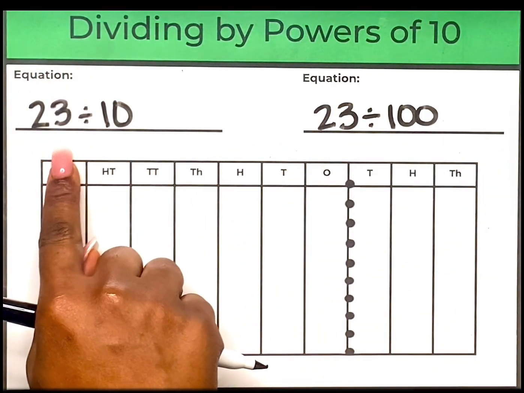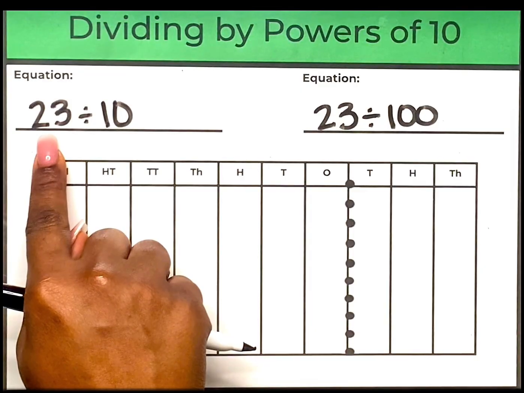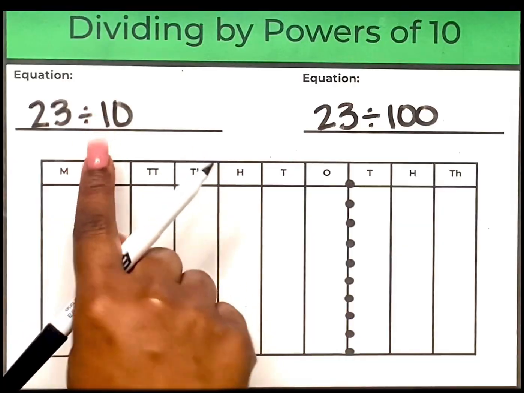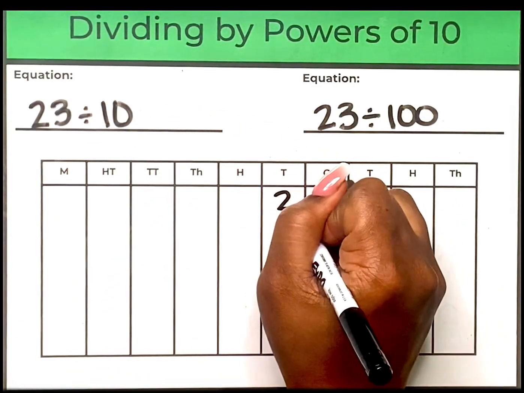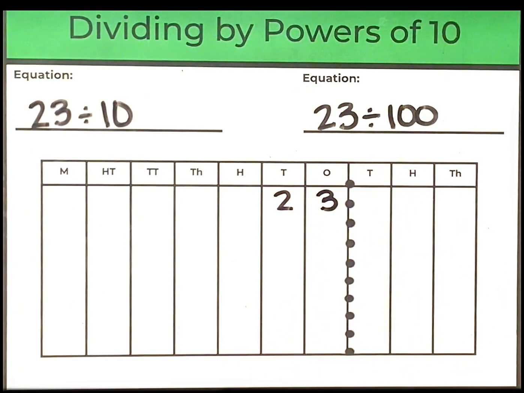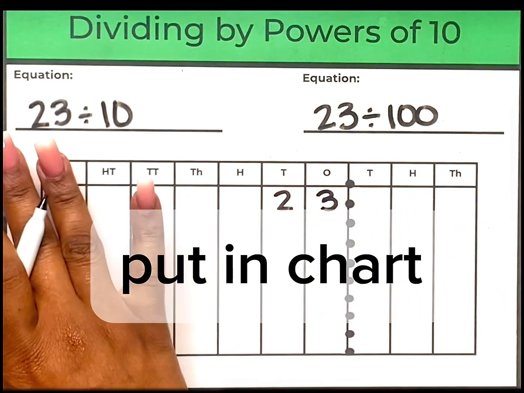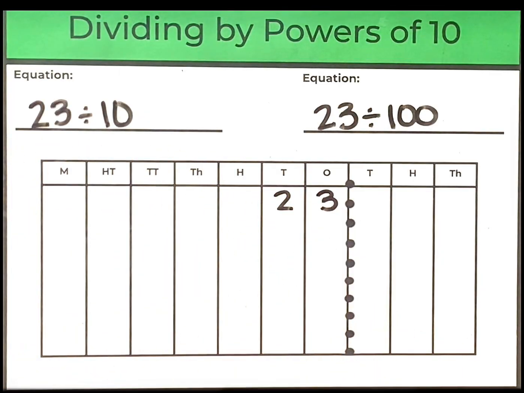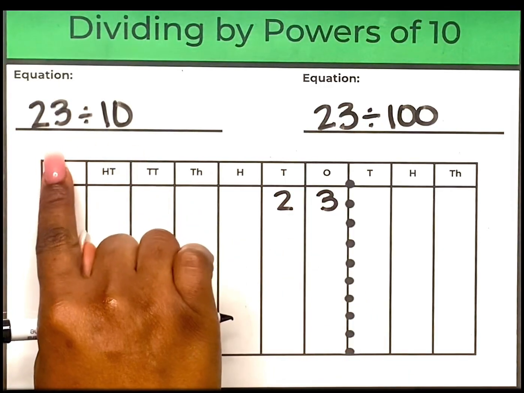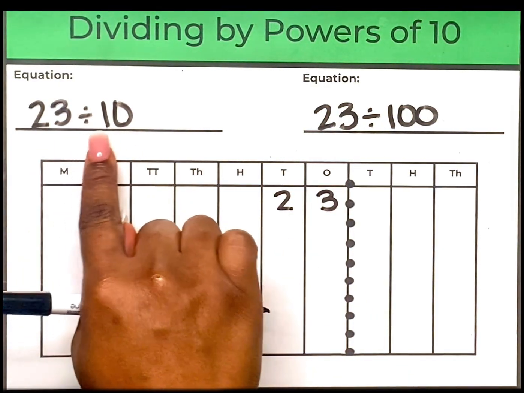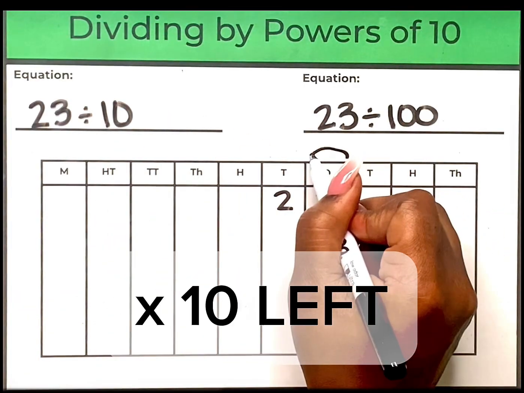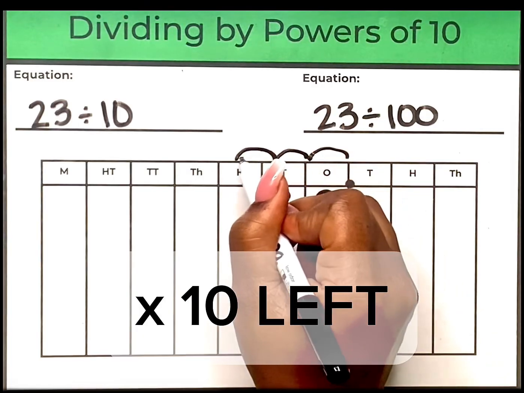The first thing we do is we take 23 and we place it in the place value chart. So our first equation is 23 divided by 10. I'll put 2 in the tens place and 3 in the ones. You must put the numbers in the correct location, because if you don't, your answer is going to be incorrect. So we start with 23 and we're going to divide by 10.